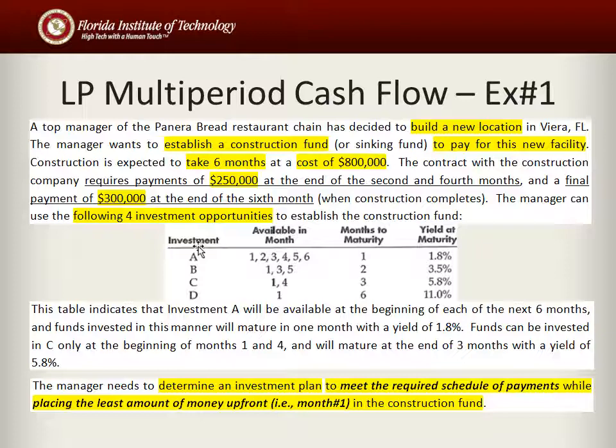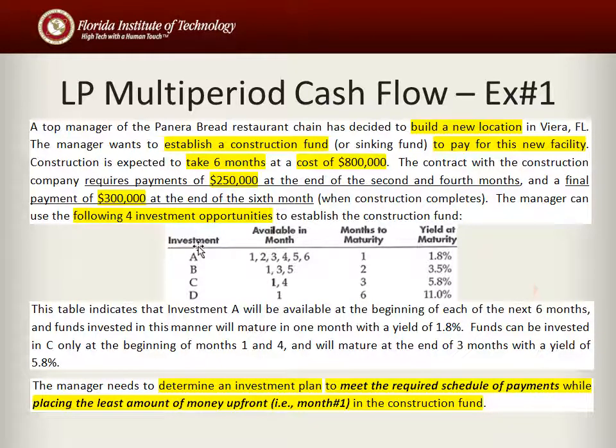I would like to highlight the important parts of the problem to help me develop a formulation for it. Hopefully this makes it easier for you when you're reading this. So we want to build a new location and establish a construction fund to pay for this facility. It's going to take 6 months at a total cost of $800,000. It requires payments of $250,000 in 2 of the months and $300,000 at the end in 6 months. There are 4 investment opportunities, and your objective again is to determine an investment plan to meet the required schedule of payments while placing the least amount of money up front.